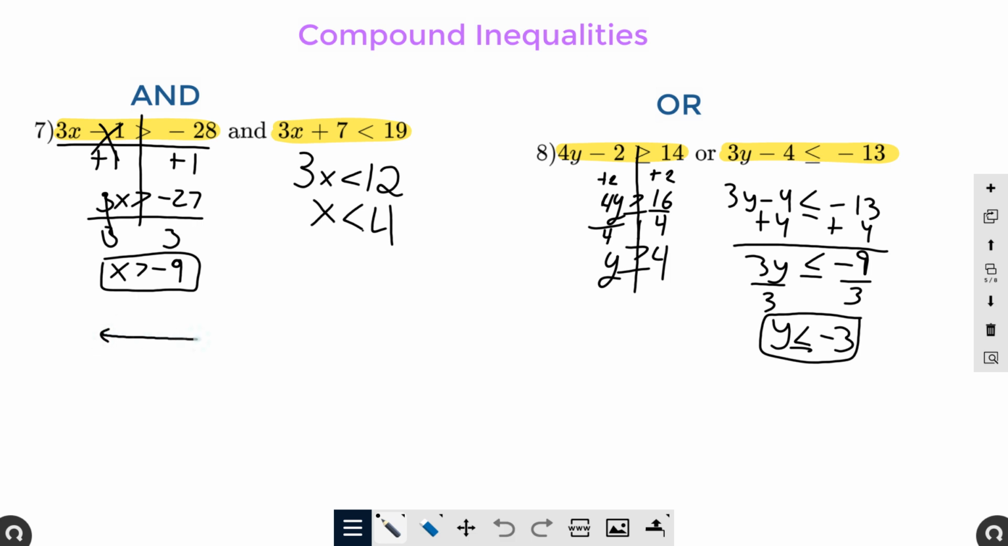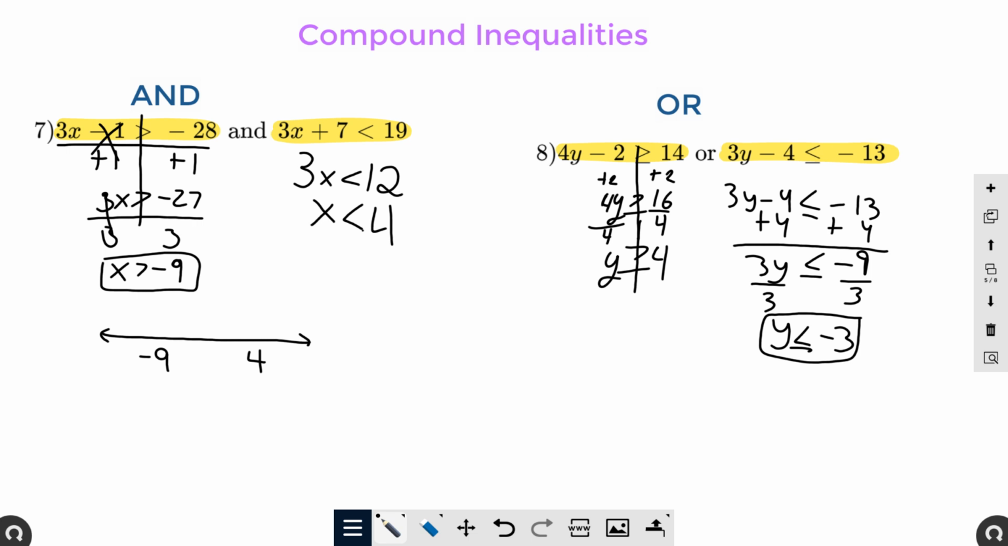So first off, draw a number line that's a little bit bigger, and you're going to put your numbers on there in order. Number lines go from least to greatest. So our smallest answer is negative 9, and our bigger answer is 4. Now, some of your other teachers might have you put the numbers that are between negative 9 and 4. I don't. Just put the two answers.